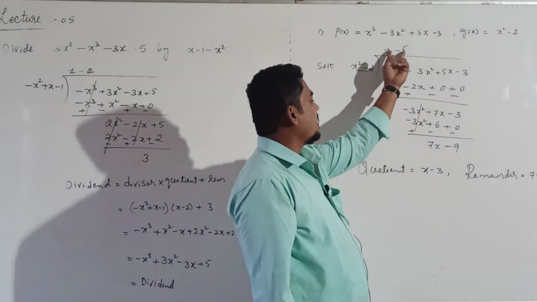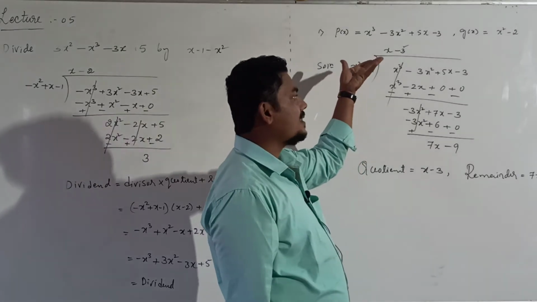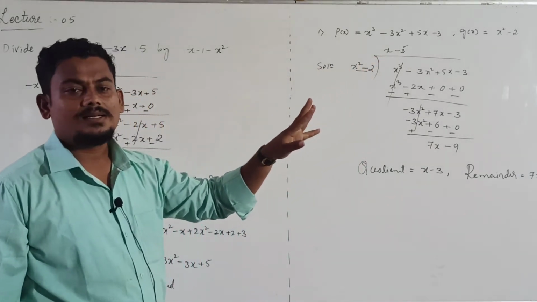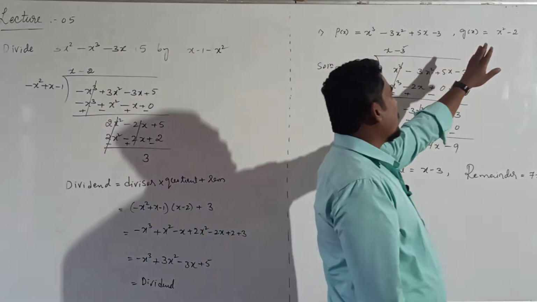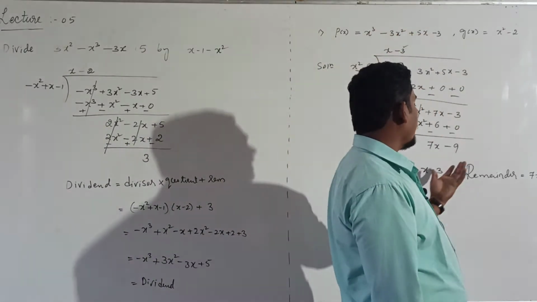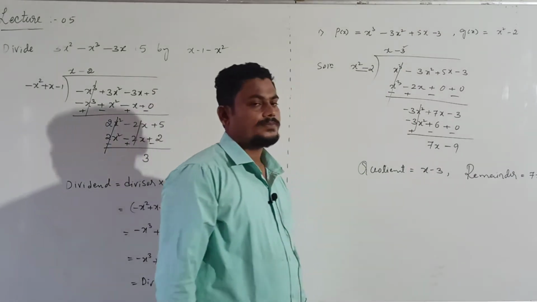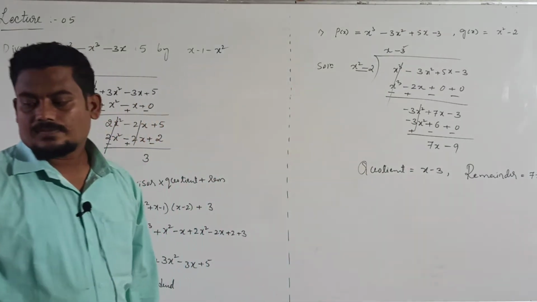Divide p of x by g of x, then find the quotient and remainder. This is our quotient and this is the remainder, and this is the divisor. Divisor and dividend are already given. This is our divisor and this is the dividend. We need to find the remaining two, quotient and remainder. Next problem.